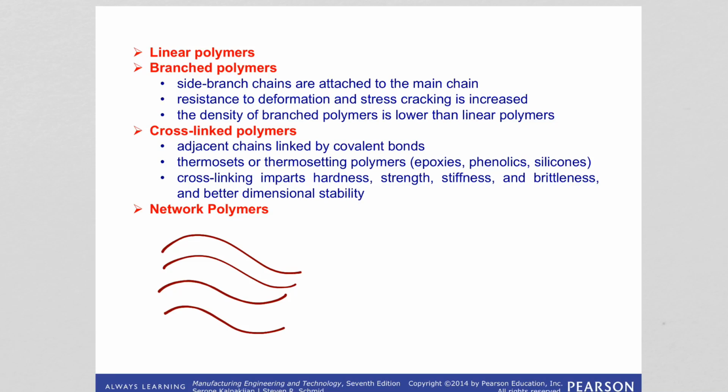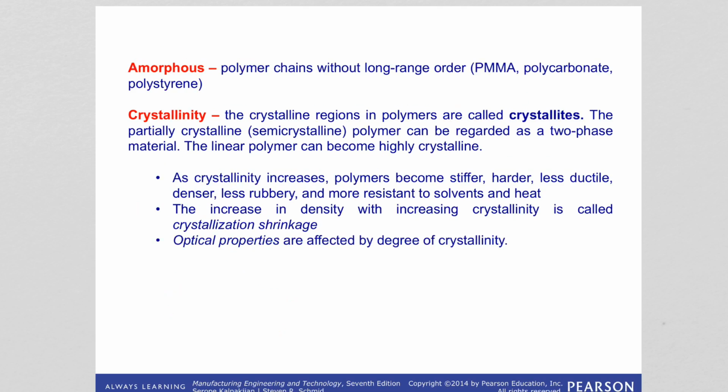Cross-linked polymers are those where adjacent chains are linked by covalent bonds. Those are usually thermosetting polymers like epoxies, phenolics, silicones. This cross-linking gives the material hardness, strength, stiffness, but of course also brittleness and better dimensional stability. And there were also network polymers, 3D network forming chains. So polymers are never 100% crystalline. Crystallinity means there is a long range order in the atomic packing, right? But there can be certain crystallinity. We call them semi-crystalline.